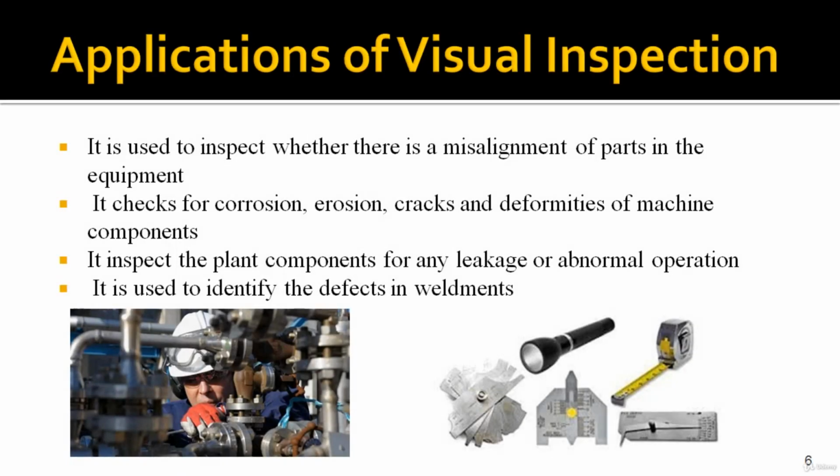It is used to inspect whether there is a misalignment of parts in the equipment. It checks for corrosion, erosion, cracks and deformation. It inspects plant components for any leakage or abnormal operation. It is used to identify defects in weldments. There are tons of applications available, and it is widely used in industry.